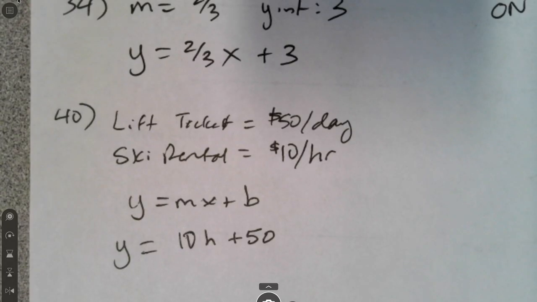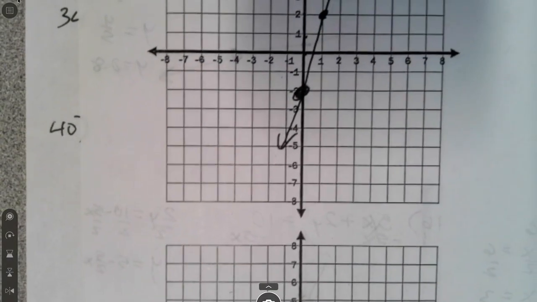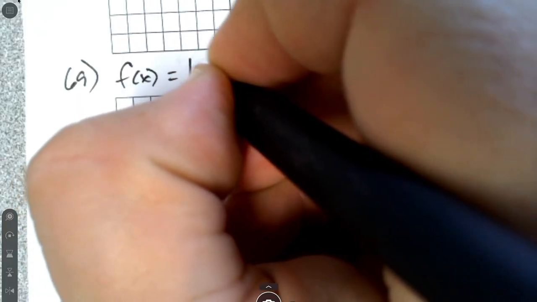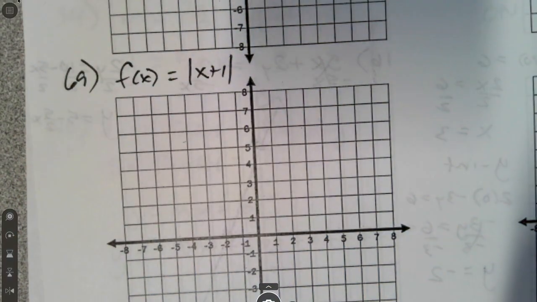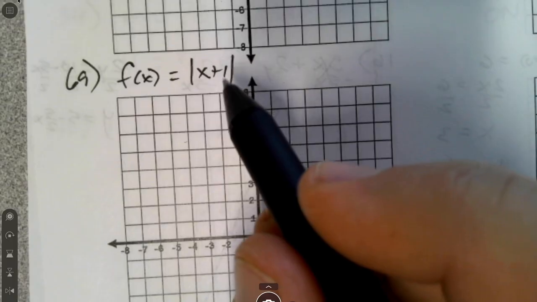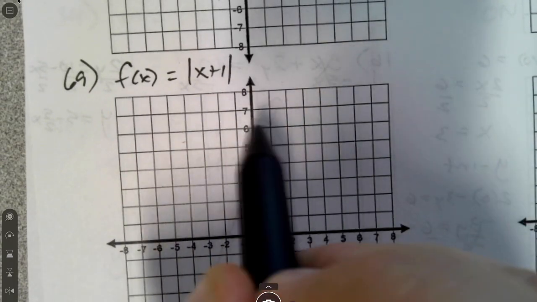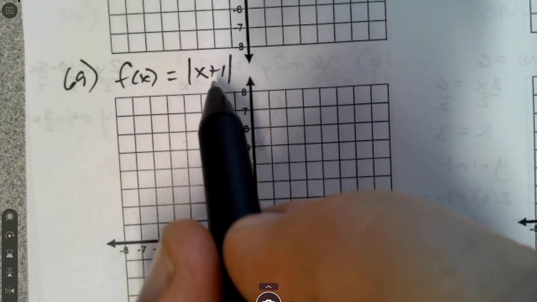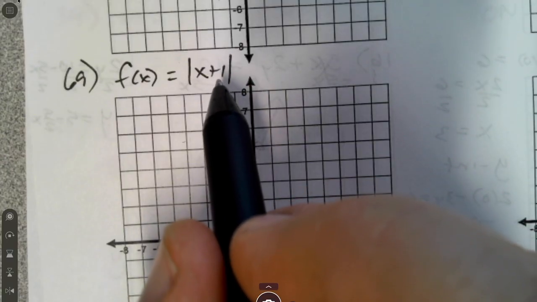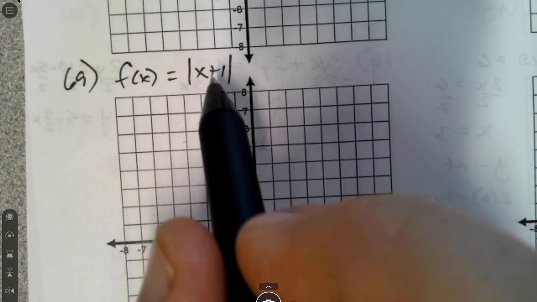Okay, now we're jumping over to graphing absolute value. So number 69, we have f of x equals absolute value of x plus 1. Okay, so when we are adding or subtracting inside the absolute value, that means it's a horizontal move. And when we add it, it moves it to the left, which may feel backwards, but you just got to remember it's backwards. Adding shifts it to the left.